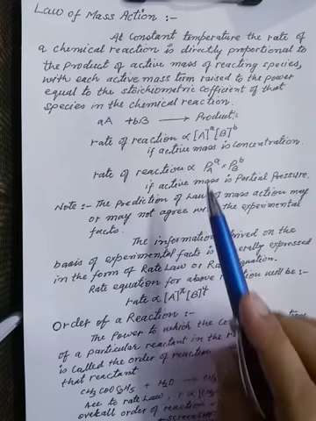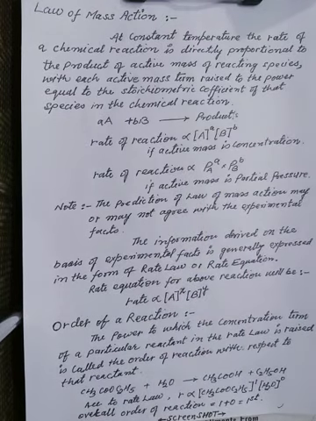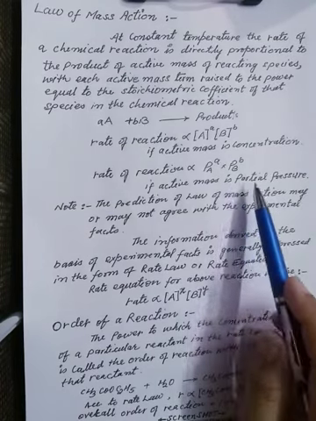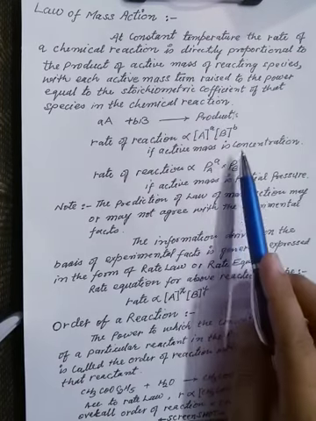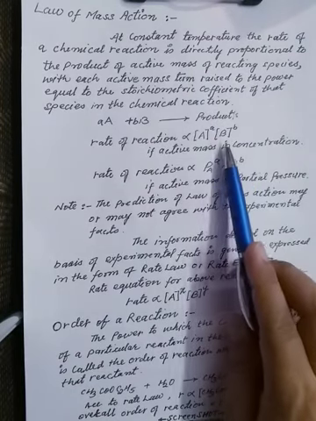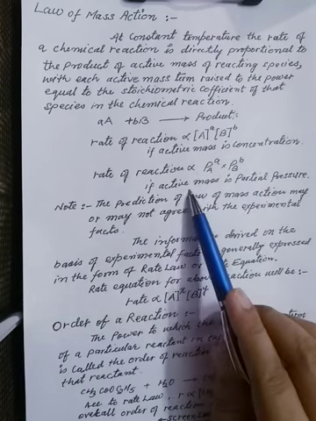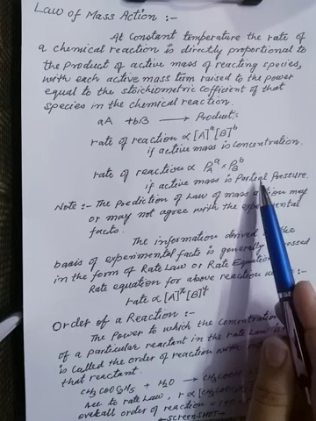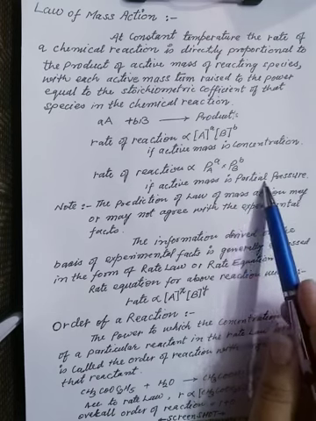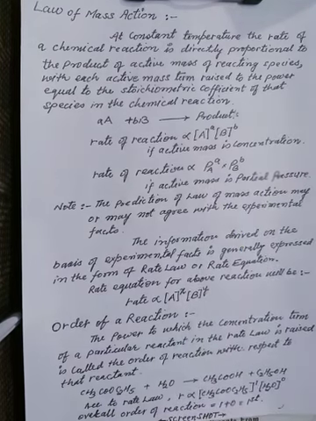Here we have used the term active mass. Active mass may be the concentration, if we are taking it in mole per liter, when we are talking about liquid solutions. And if we are talking about gases, the active mass will be the partial pressure. The unit of concentration will be mole per liter, and the unit of partial pressure will be atm, bar, or millimeter of mercury, when the reactants are in gaseous state.